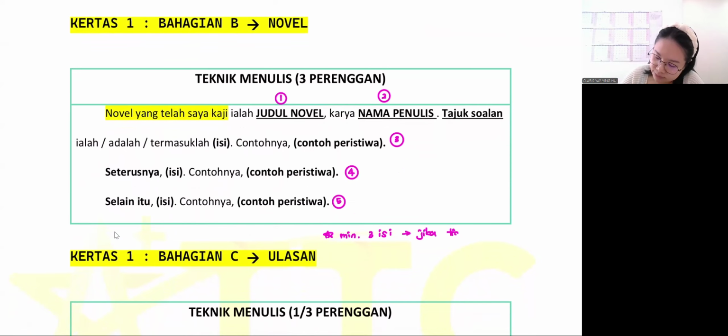Jika tidak dinyatakan. If they didn't write down, then remember to write 3. Never state nothing, then you write 3 points. Can. Then every isi you must have contoh.